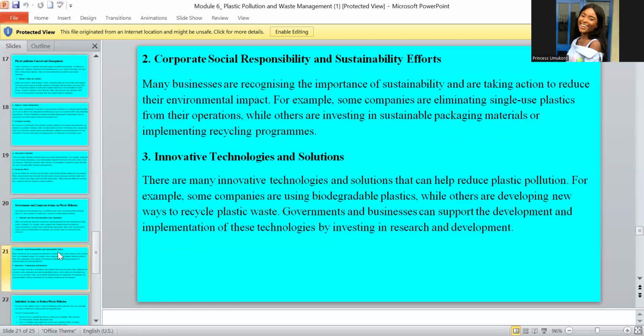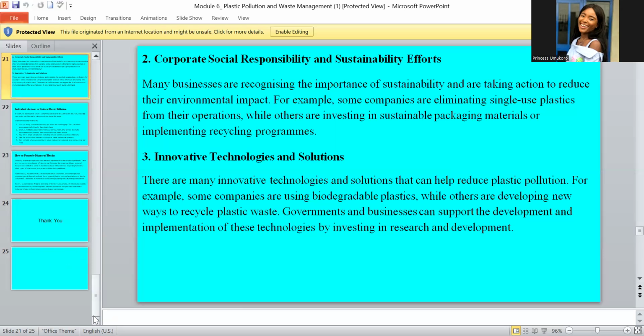Number two, corporate social responsibility and sustainability efforts. Many businesses are recognizing the importance of sustainability and are taking action to reduce their environmental impact. For example, some companies are eliminating single-use plastics from their operations, while others are investing in sustainable packaging materials or implementing recycling programs.